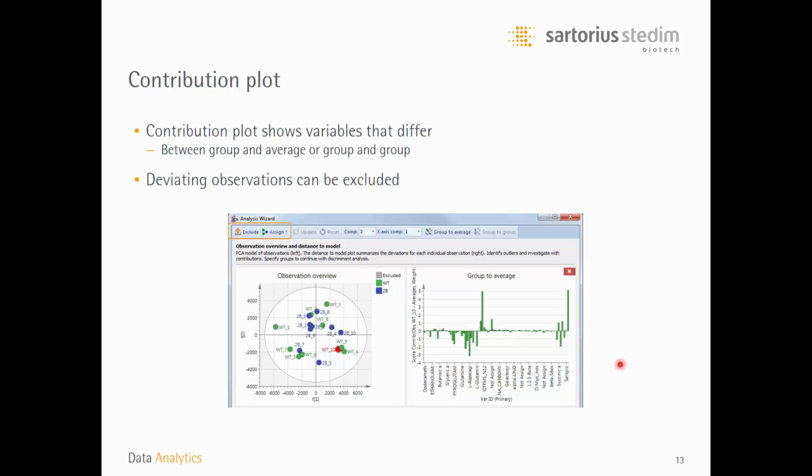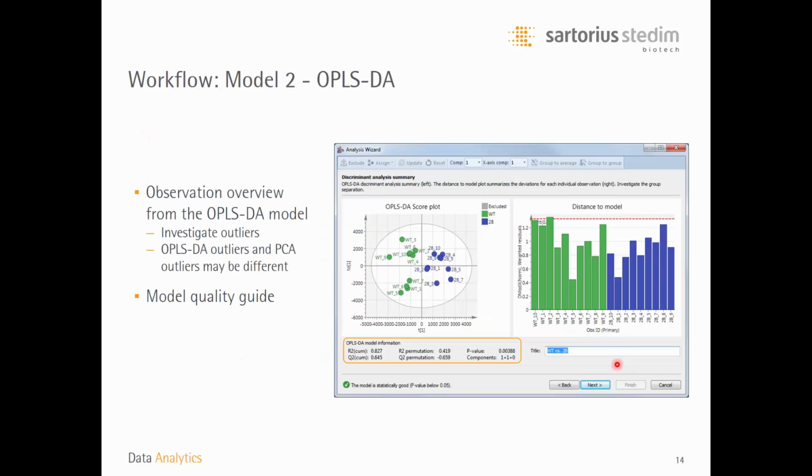So the second model, or the second main stage in the analysis wizard, is what we call the OPLS discriminant analysis model. The initial view for this model is similar to the PCA model, which means that you have what we call a score plot and a Dmod X plot tiled side by side.